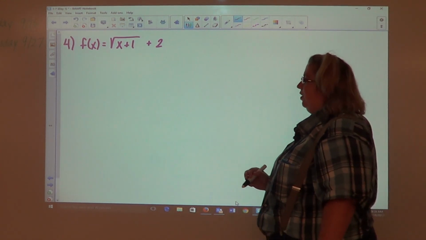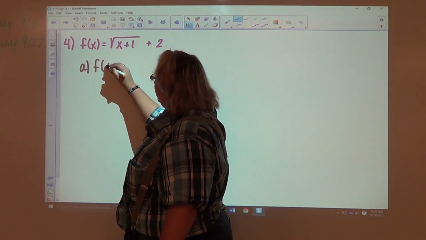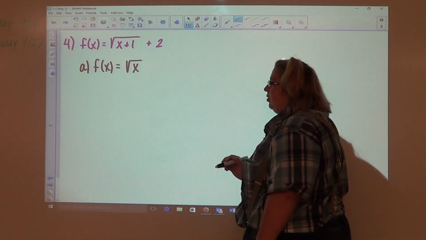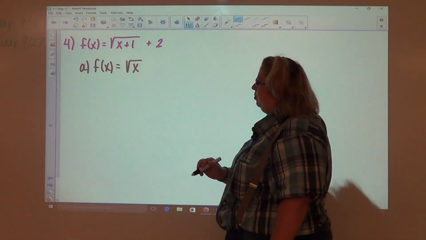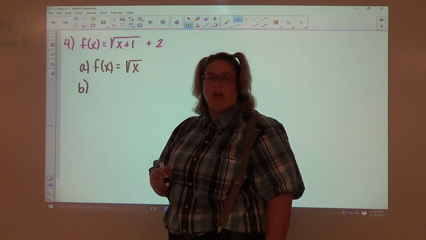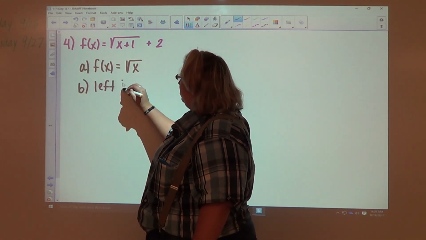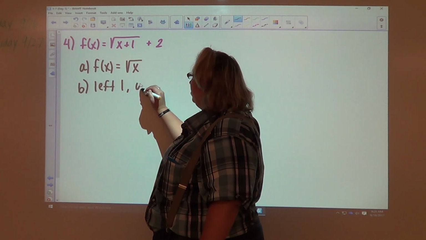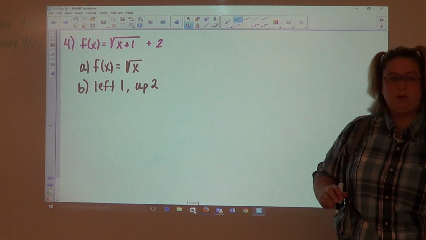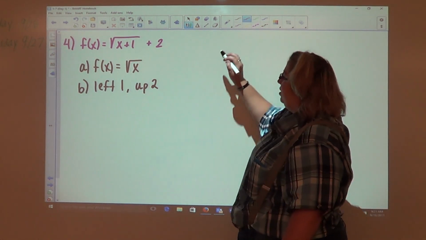Okay, so what would the parent function be for this one? Square root of x. Okay, and I have a +1 and a +2. So what does a +1 mean? That's 1. And what does the +2 mean? Okay, with square roots, you cannot take the square root of a negative.